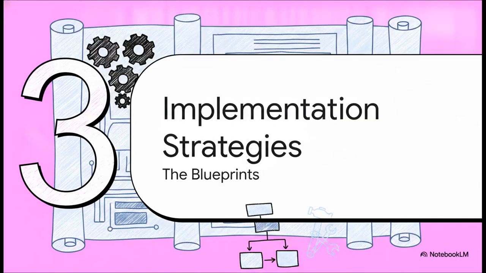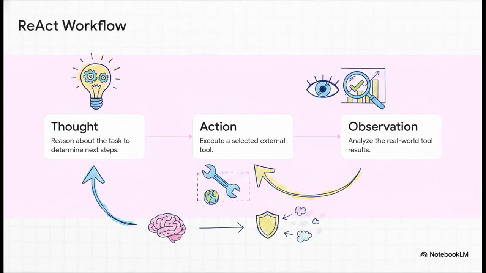All right, Section 3, Agent Implementation Strategies, the blueprints. One of the most foundational blueprints you'll see is the ReAct workflow, which simply stands for Reason plus Act. The logic here cycles dynamically. First, the agent generates a thought about what to do next. Second, it takes an action. And third, it gathers an observation based on that action. It'll just keep cycling through this thought, action, observation loop dynamically until it hits a final answer.